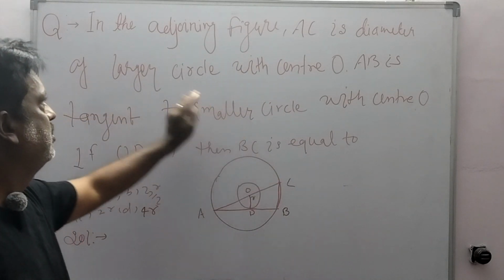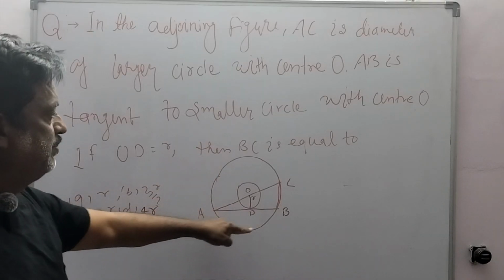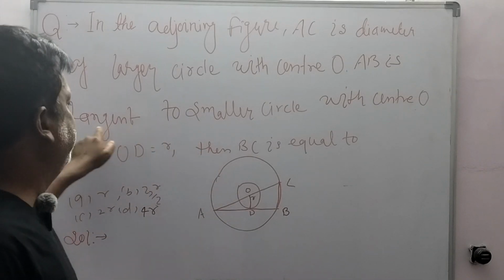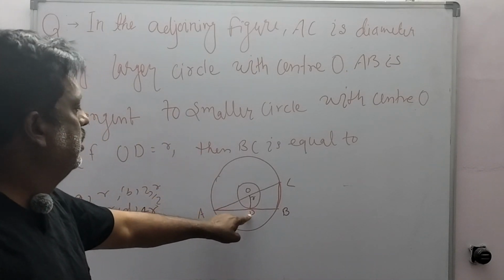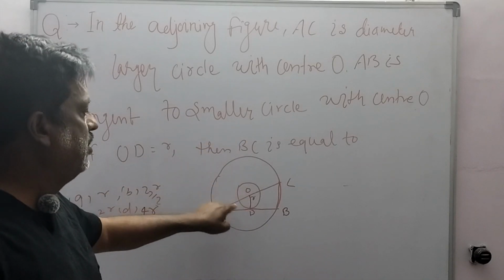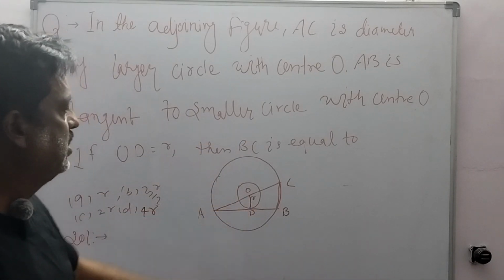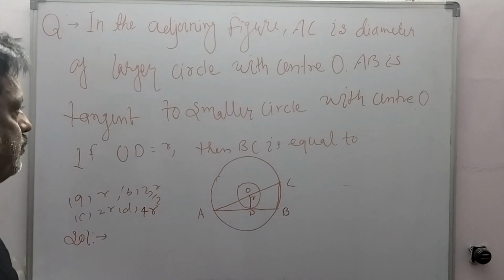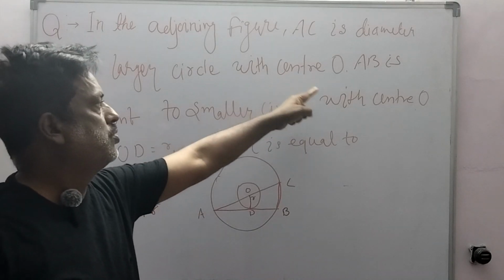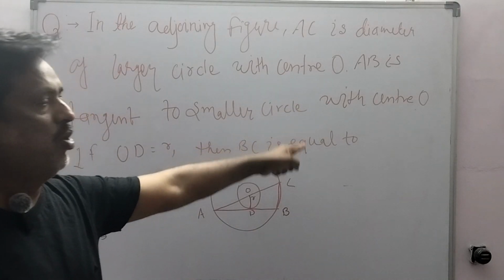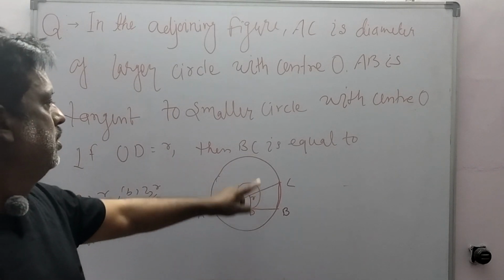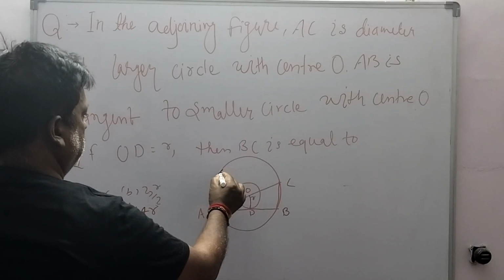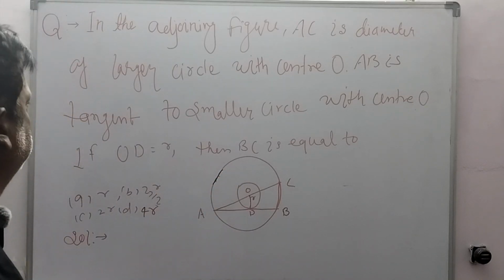AC is the diameter of the larger circle. This is the bigger, larger circle with center O. AB is tangent. But AB is tangent to the smaller circle. We are already saying that AB is touching this smaller circle. So AB is tangent to a smaller circle with center O. Center O means the bigger circle and the small circle both have the same center.